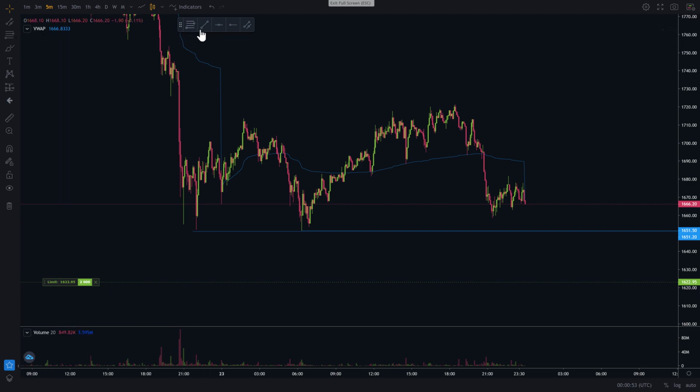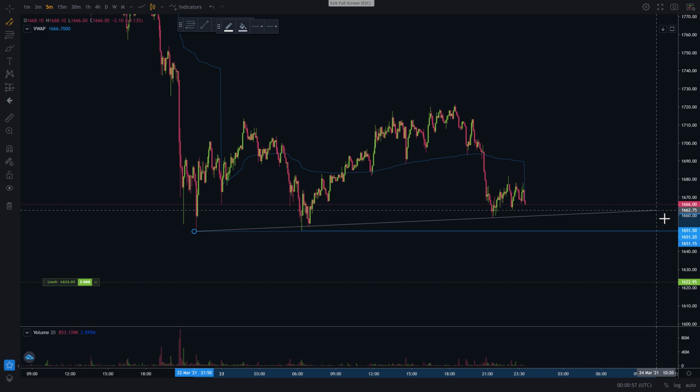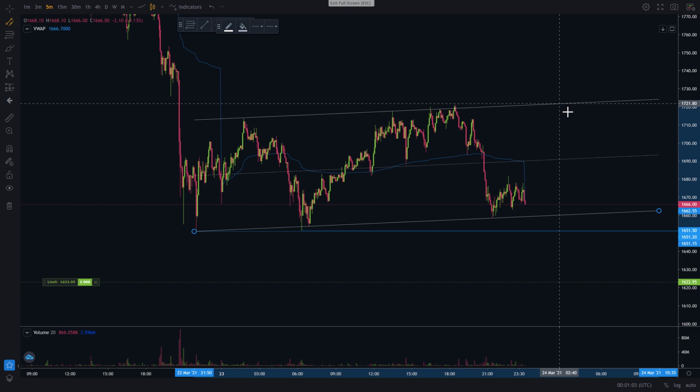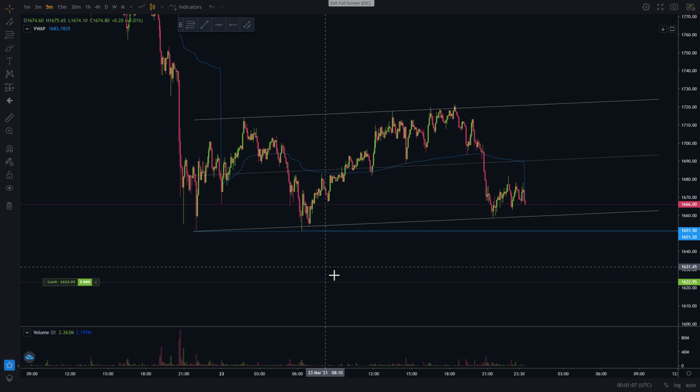And now maybe I think we have a little channel for Ethereum as well. Yes, this one is a textbook channel. It's respected well. So from this point in time, you could draw the channel. So from this point, you could be trading it.